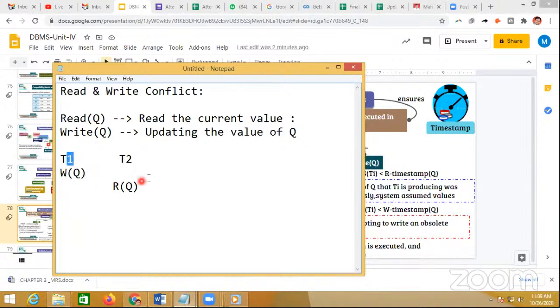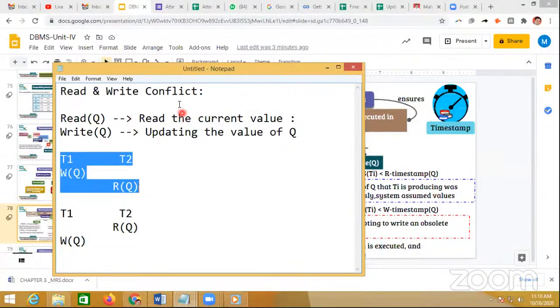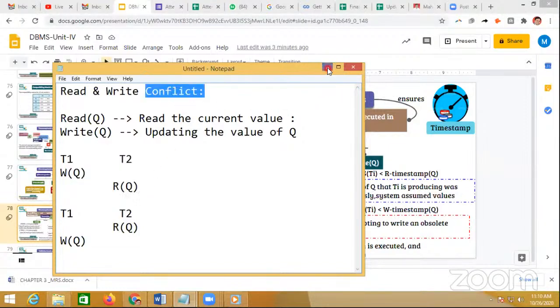If you swap this, what will happen? If you have not taken care of this conflict operation, T1 and T2 will be there, and you will perform the read first. You have simply swapped the instruction, and then the write. Then this will be wrong. Why will it be wrong? Because here our read of Q will read the older value. It was expected that the read of Q should read the updated value of T1. So this we need to focus on. This is normally known as a conflicting instruction.